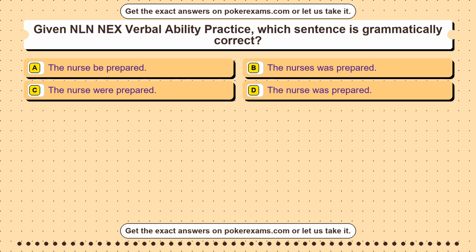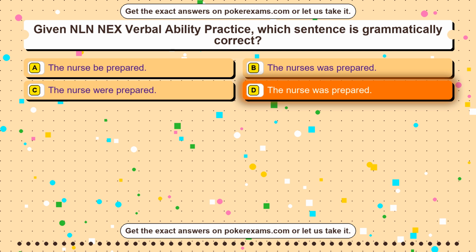Question 48. Given GED statistics practice, which map feature explains symbols? Option A, border. Option B, legend. Option C, scale only. Option D, compass only. The correct answer is option D.